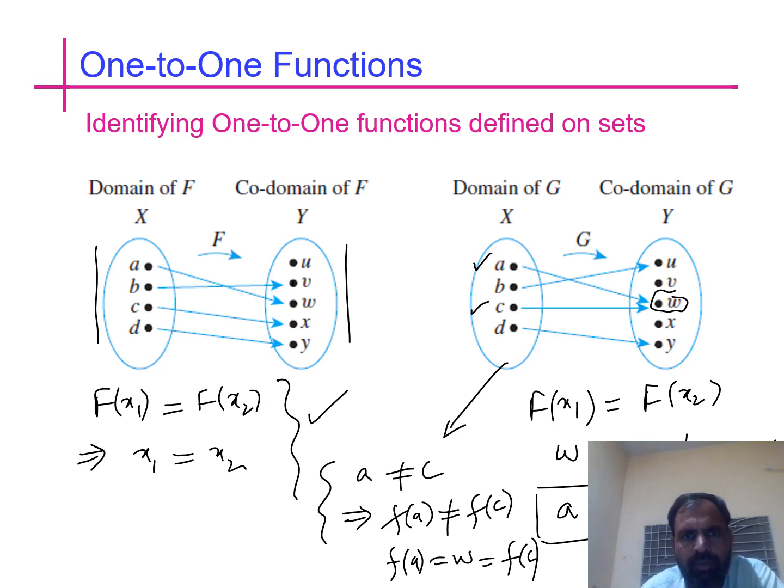So this function is one-to-one, not onto, even though V is not the image of anyone, but it's a one-to-one function. If we discuss this other function, we see that A gives the output W and C also gives the output W. So f of x1 is equal to f of x2, A and C are different, but the function value of A and C is the same. So it's not a one-to-one function. It's a good example, you can understand.